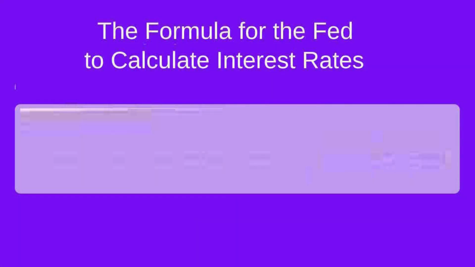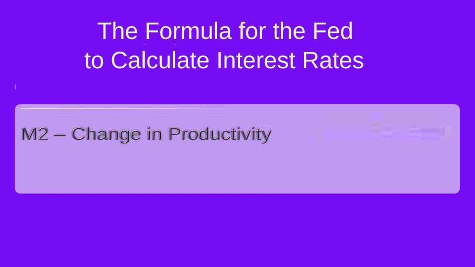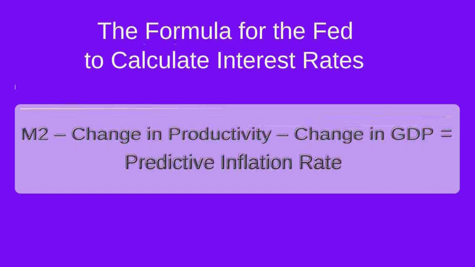So this equation should be the M2 money supply minus the percentage increase or decrease of productivity minus the percentage increase or decrease of GDP, which would give us the predictive inflation rate. Through the use of this calculation, we can determine the present and expected inflation rate for the present and near future.